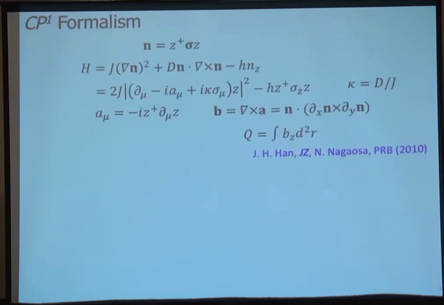What we're doing is we also perform a field theoretical approach. Okay. So we employ the so-called CP1 formalism. So this is the Hamiltonian in the continuum limit. What we do is write this n, the spin, in terms of a two-component boson. Okay. So we will end up with this kind of non-abelian CP1 form. And this A is the emergent magnetic field whose curvature is exactly the topological charge density.